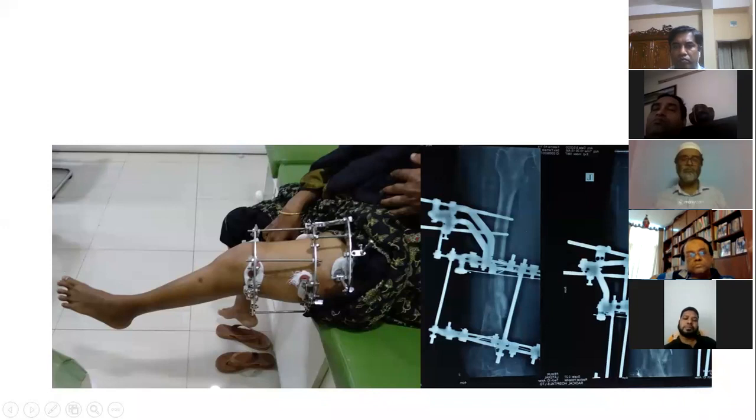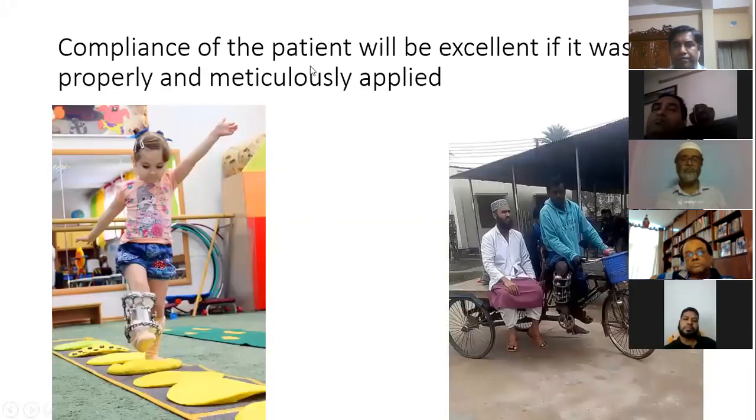And lastly, I want to say the compliance of the patient will be excellent if the frame is properly and meticulously applied. You look, a very beautiful girl with the Ilizarov ring is playing and jumping. And this picture is taken from Kurgan. And in another picture, you can see a 3-wheeler puller with the Ilizarov ring, and the patient has no complaint. He is doing his daily job. If the frame is constructed appropriately, there is no problem with the patient, and patient compliance is very good.